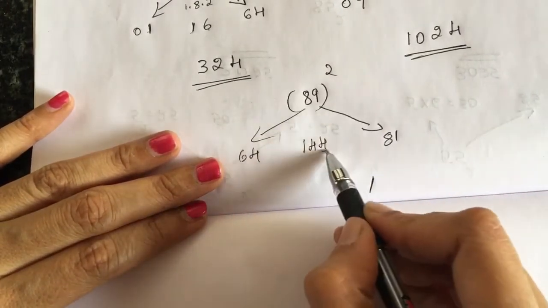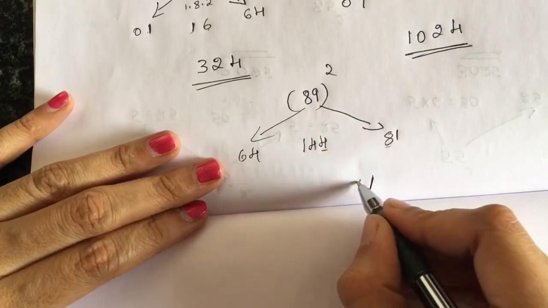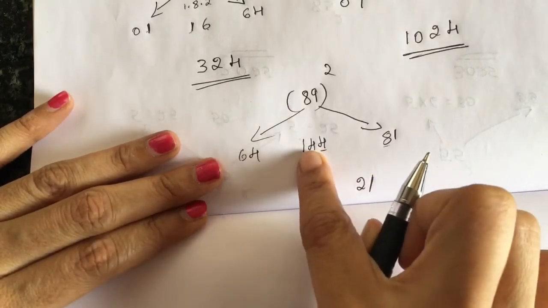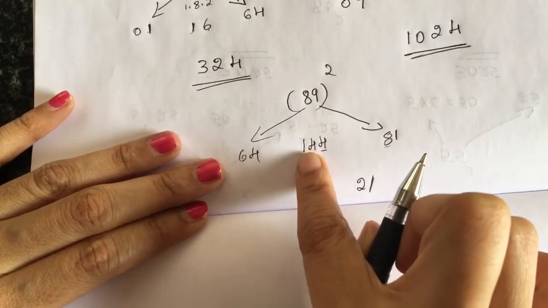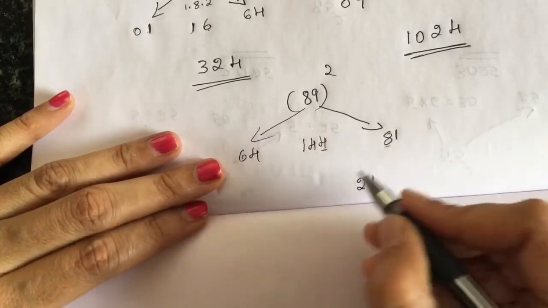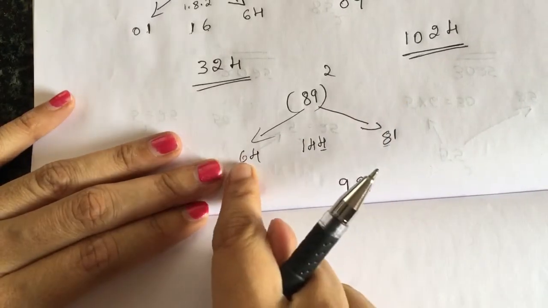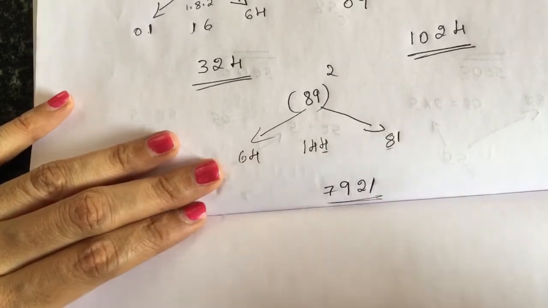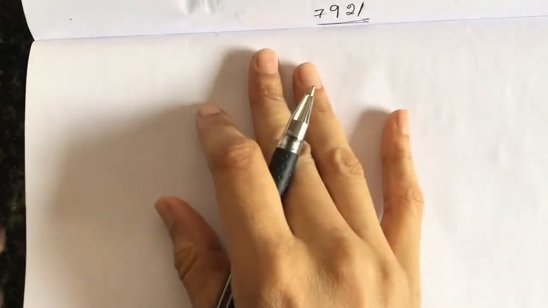Then 8 plus 4, it's 12. So take 2 from that. 1 is here. 14 plus 1, it's 15. And 15 plus 4 is 19. So you write 9 and take 1 to add it to 6. So that it is 7921.